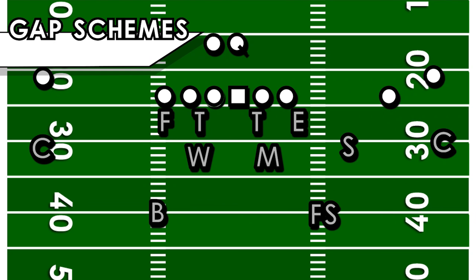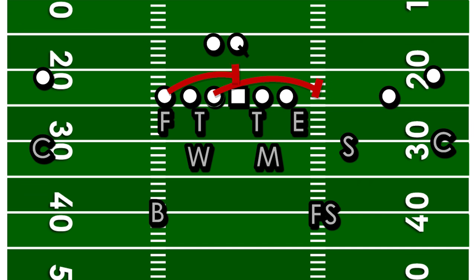Gap running schemes make up the other major category of running plays. The two most common gap running plays are power and counter. These plays are similar in build but differ in one way. In both plays, you have the guard and tight end pull to a specific gap you're running to, while the other linemen block down on their man. Hopefully this gives the running back a nice lane to run through.